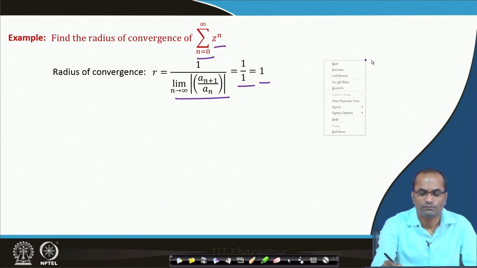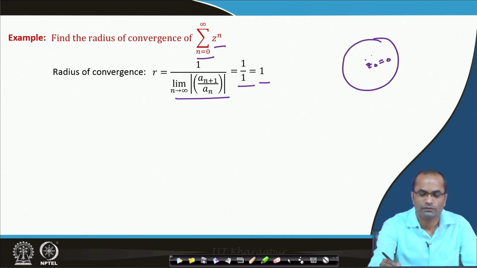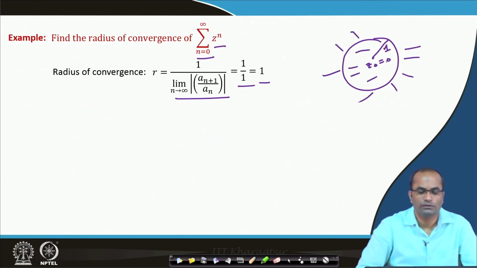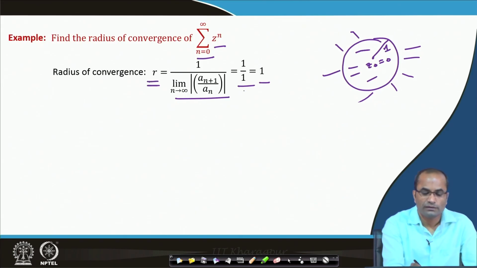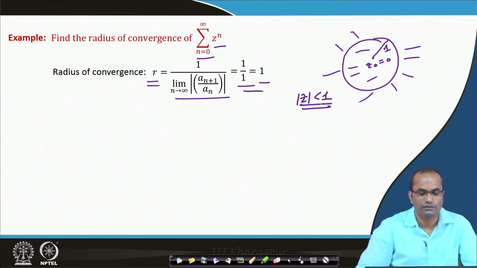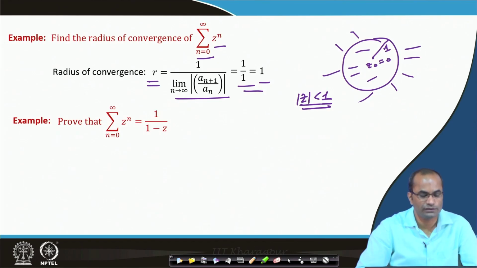So, if we talk about this point here, z 0 is 0, and then the radius of this circle here is 1. So, outside this circle this diverges, and inside the circle this series converges. This is what we know from the radius of convergence. So, that means for all z with mod z less than 1, this series converges. This is what we know from this direct calculation of radius of convergence.